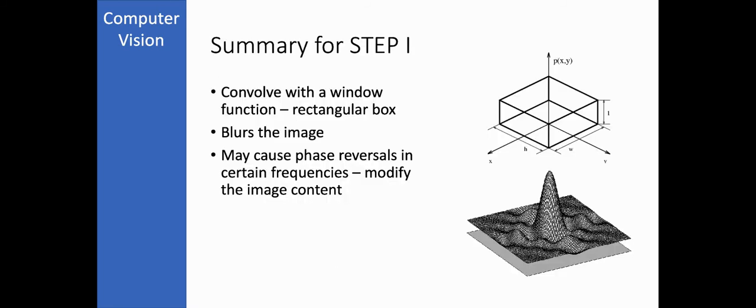Now, this is quite interesting. If I look at the summary of step 1, when I acquire the image with the rectangular sensors, I effectively convolve the actual scene with a window function, or rectangular box function. This first blurs the image, but more importantly, at the very high frequency areas, it may cause phase reversals in certain frequencies, really modifying the image content. That's quite crucial to understand when we capture the image, digitize it, and use it later on. This covers the effects of the first step.